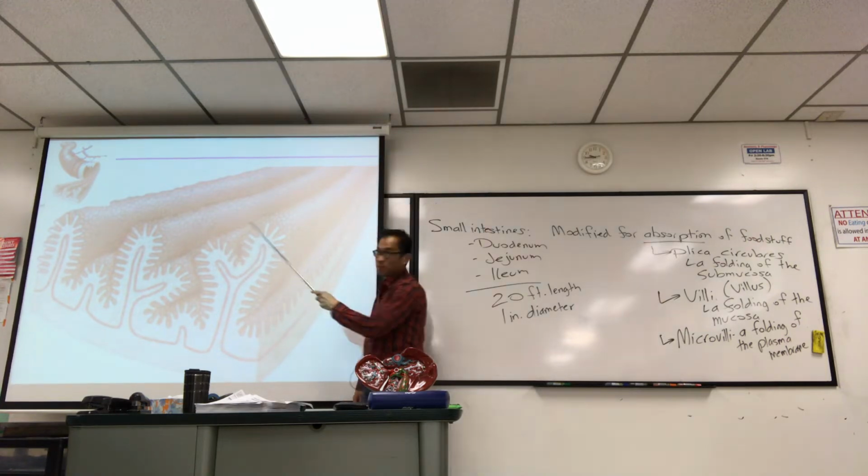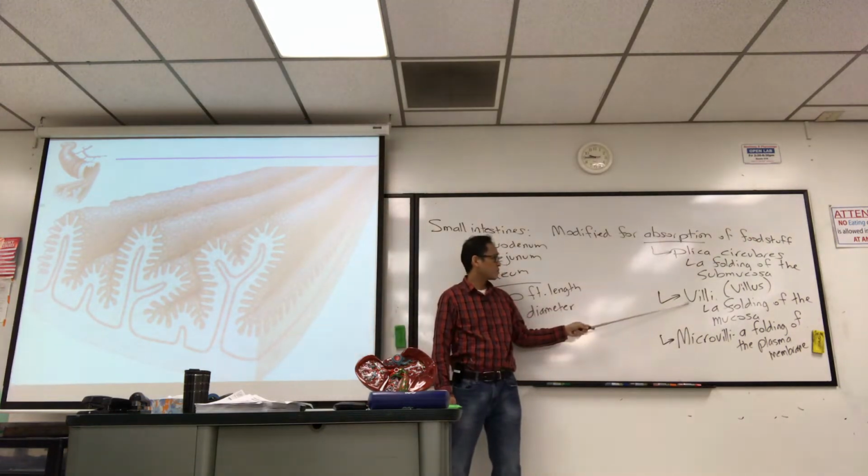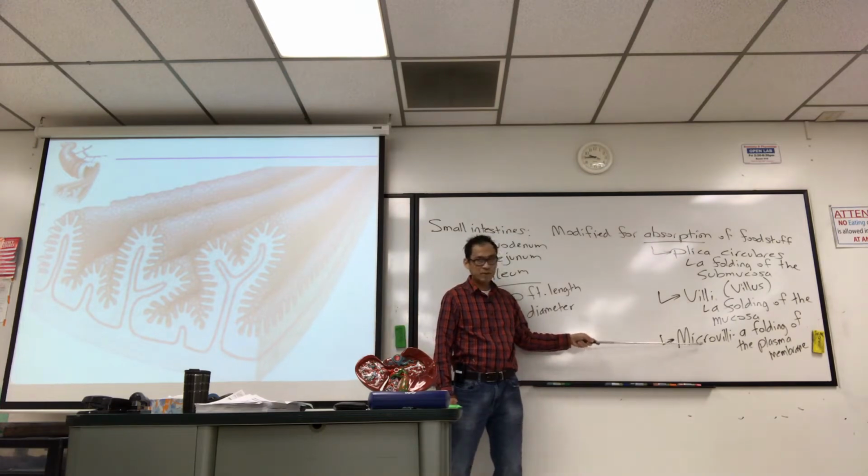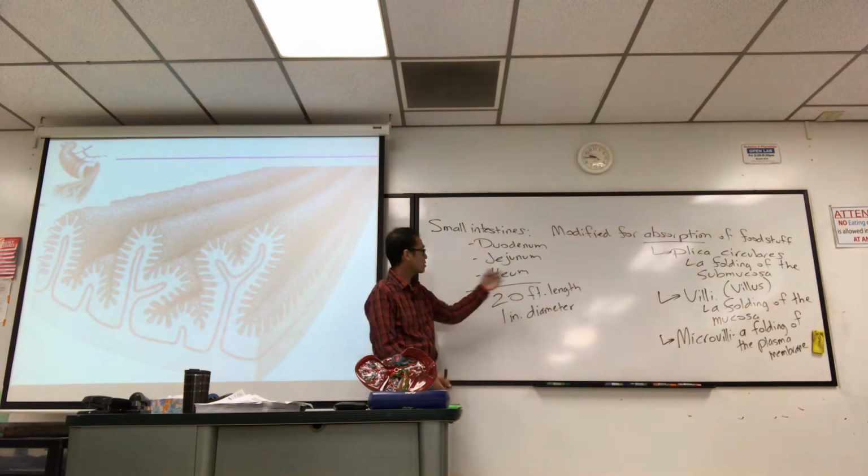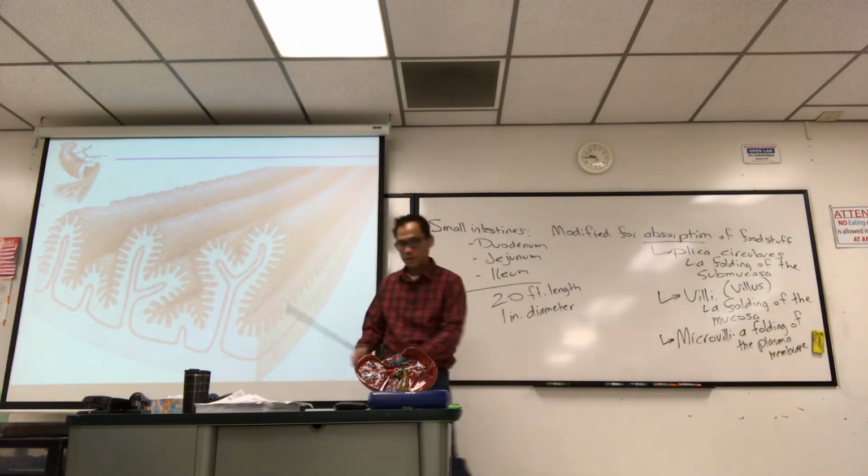What do you think those are on my list here? Those are the villi, a folding of the mucosa. You can't see microvilli on this picture. So I'm going to erase this and then draw that.